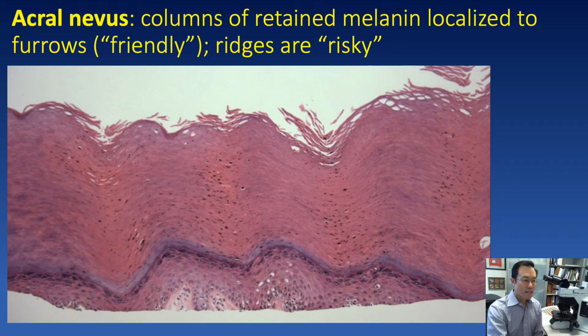So ideally, you would be able to see the ridge pattern, and we can see that the retained melanin is more or less localized to these furrows. So even if the growth pattern underneath is a little more irregular than you like to see, having that retained pattern of melanin is reassuring.